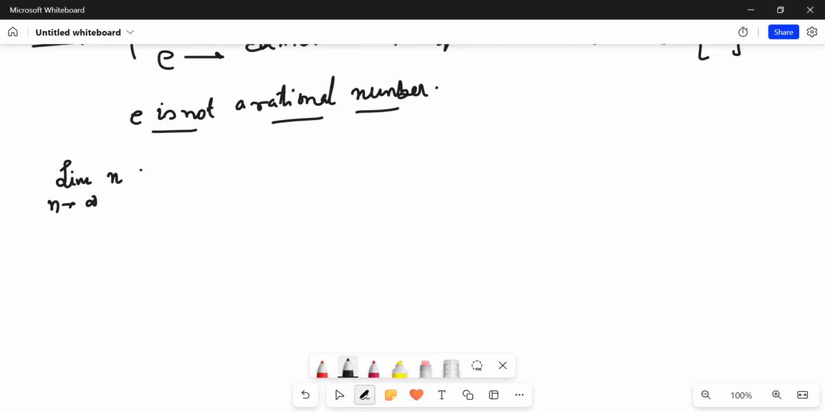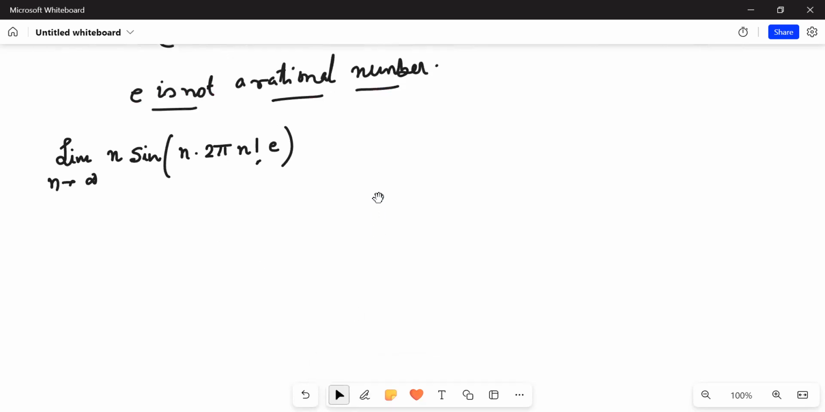n times sine of n times 2 pi n factorial e. We want to find this limit. And how to find this limit?